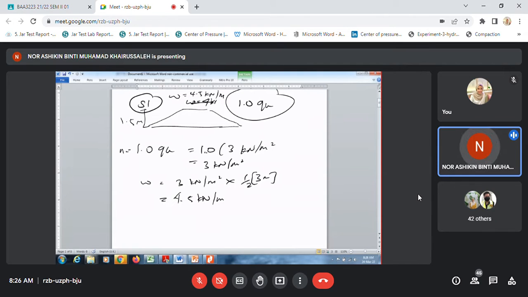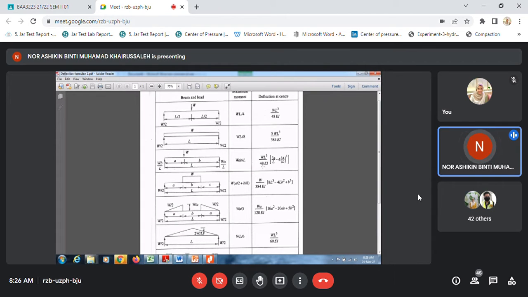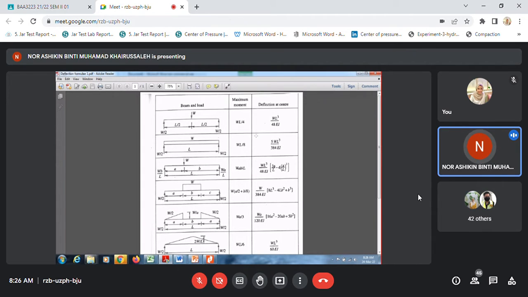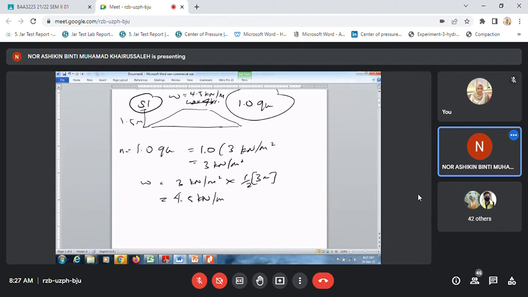Okay, and when you're using this formula, again, I have to remind you, this value of the W should be in kilonewton. Because you know that the deflection should be in the unit millimeter or meter, which is the unit in length. So this W is not actually in the unit kilonewton per meter. This W actually is the unit in kilonewton. Therefore, when you calculate this W, make sure that you change it to kilonewton first.